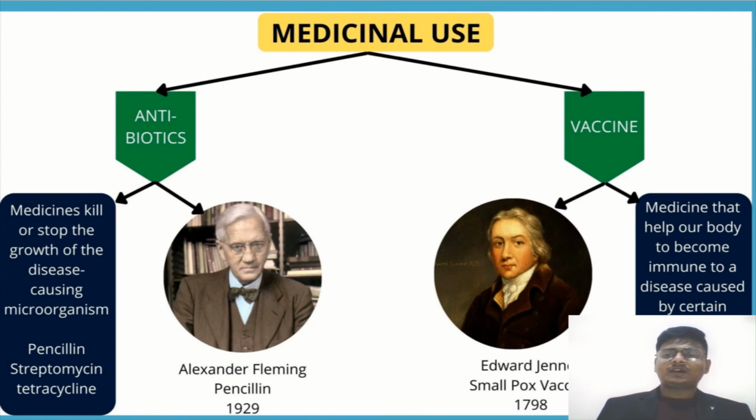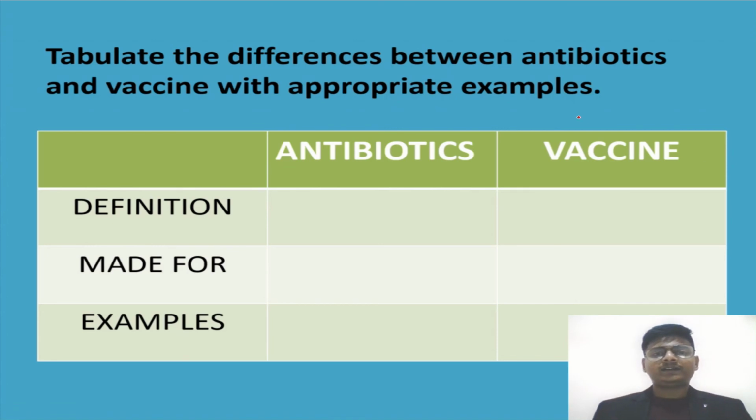So students, now you have to tabulate the difference between antibiotic and vaccine with appropriate examples. You all have to write the definition of antibiotic and vaccine in the comment box, then what it is made up of, and examples of these. Okay students, for now I will be concluding our lesson by giving some homework.